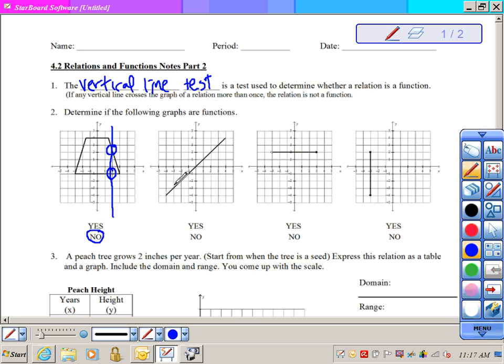On the second one, anywhere I choose to draw a line, it only crosses once. Okay, I can draw this line anywhere. So if it only crosses once on a vertical line, then it is a function.